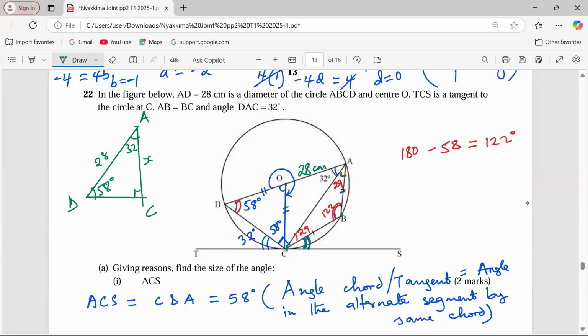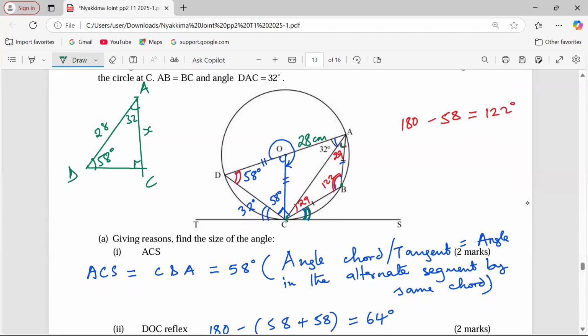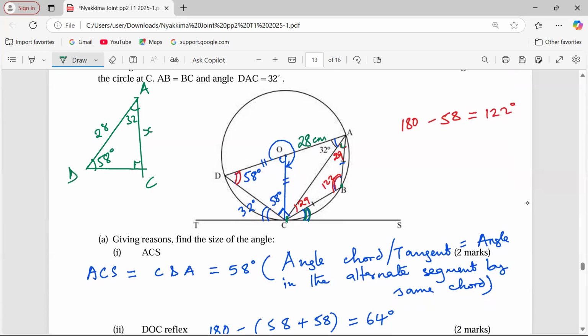So we can use either sine or cosine. We can't use the tangent because none of the short sides is given. The short sides are not provided. So if we use cosine, we shall apply 32. If we use sine, we shall apply 58.